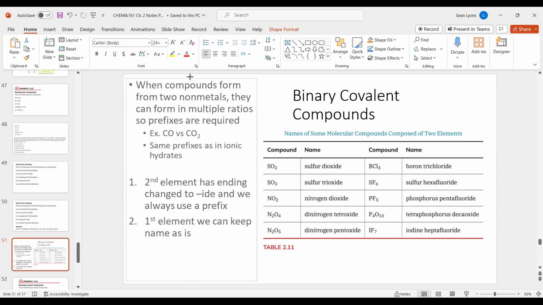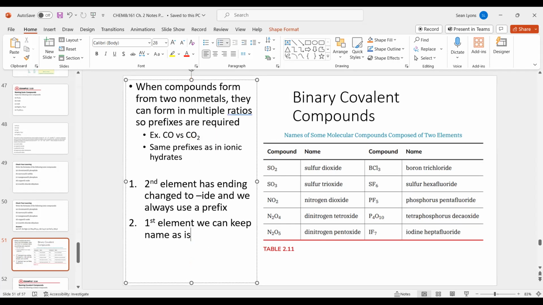With the first element, we can keep that name just as it is. So oxygen or nitrogen, if we look at NO2, nitrogen. So we're just going to keep that as it is. And then we'll do, but we need a prefix if there's more than one.